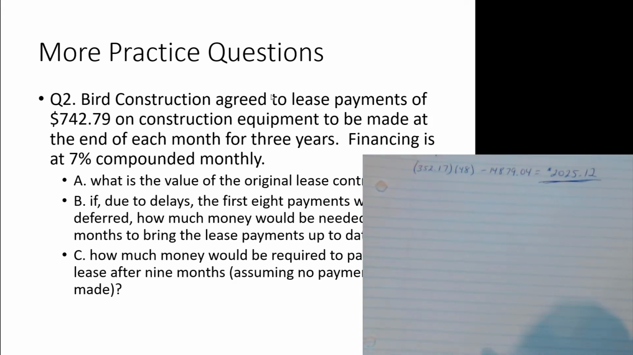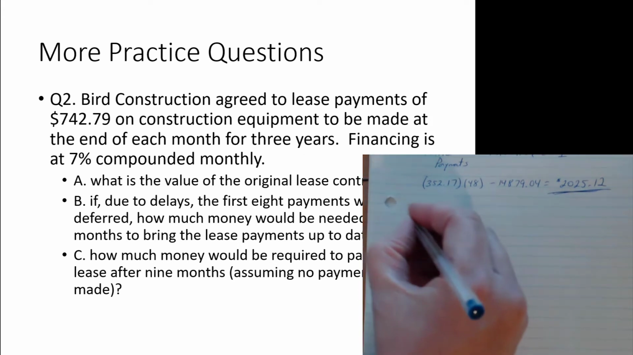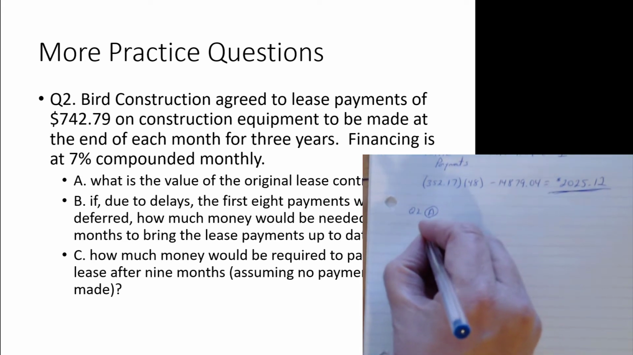So question number 2, we have Bird Construction agreed to lease payments of $742.79 on construction equipment to be made at the end of each month for 3 years. Okay, regular payments, regular payment intervals. Financing is 7% compounded monthly. What is the original lease contract? So again, finding the present value. Right? That's what we're looking for. So question 2, part A. And we fill in all our blanks.